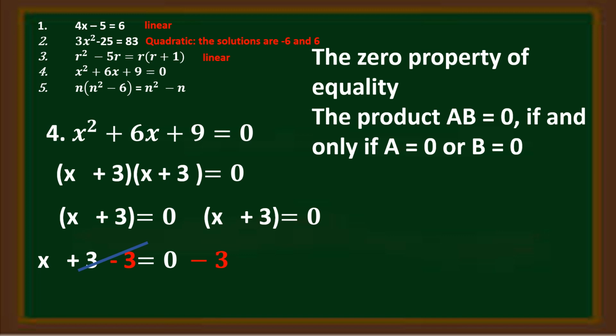3 minus 3 is equal to 0. So, on the left side of the equation, we have x. On the right side, we have 0 minus 3, which is equal to negative 3. Therefore, x is equal to negative 3. The solutions are negative 3 and negative 3.